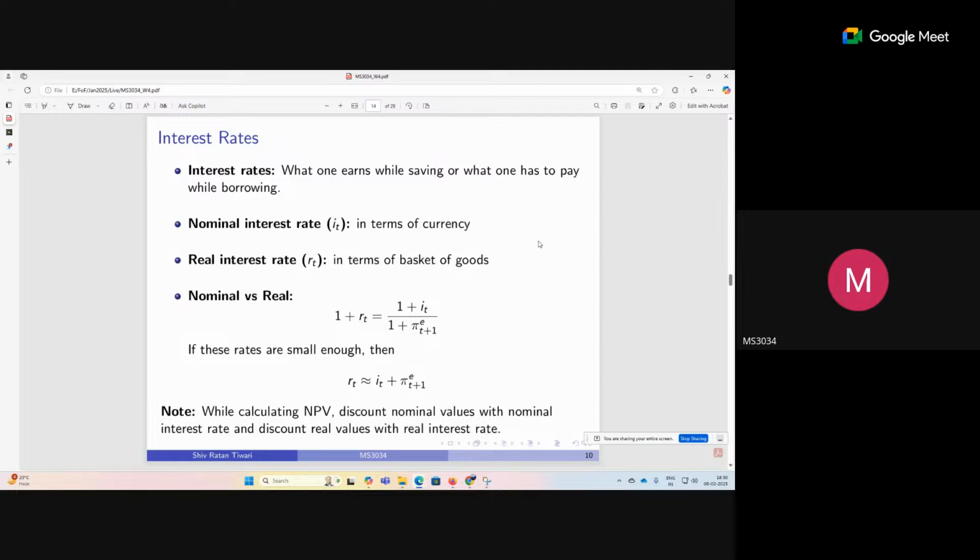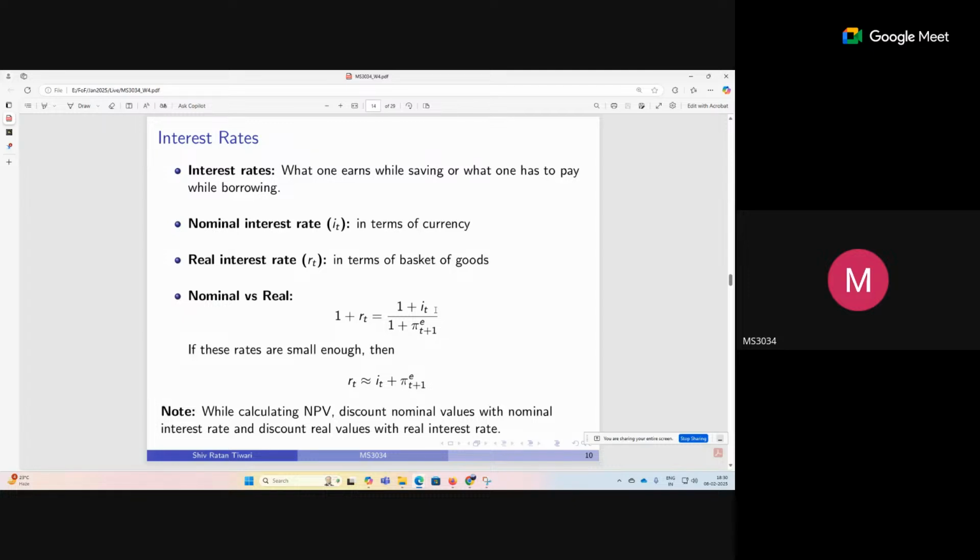So nominal interest rates are the interest rates defined in terms of currencies, and real interest rates are the interest rates defined in terms of a basket of goods, like how many goods you can purchase with your money. The relation between these two is given by this equation: 1 plus the real interest rate is the ratio of 1 plus the nominal rate divided by 1 plus the expected inflation in the upcoming period.